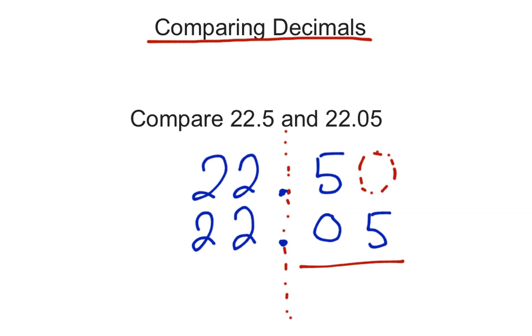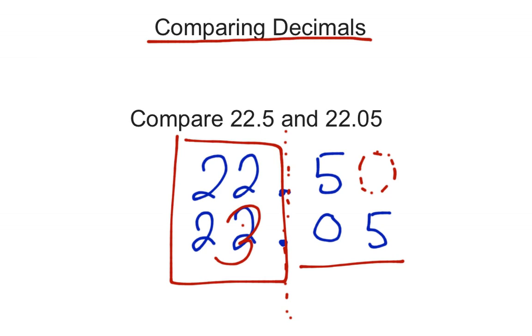Okay? Now, when you compare numbers, here's the first thing I look at. Whole numbers. The whole numbers are the same. They're both 22, so far it's a tie. Okay, if one of these was 23 and the other one was 22, well, I would know the 23 is bigger. That's not the case here. They're both 22. So now I have to move to the right of the decimal place.